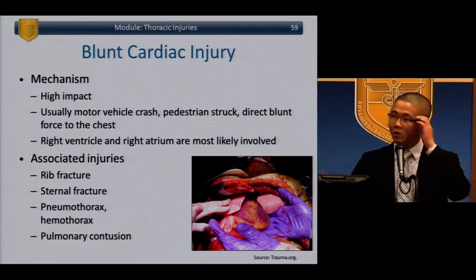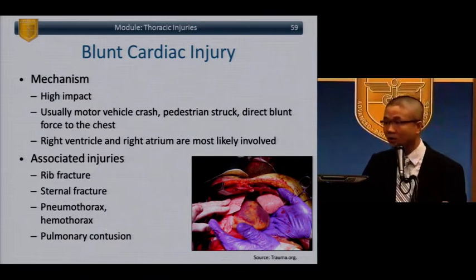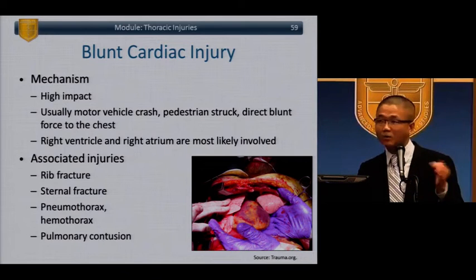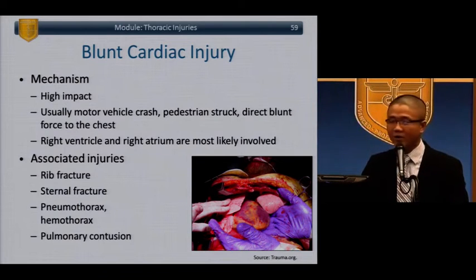Now we don't call it cardiac contusions anymore, it's called blunt cardiac injury. That is the standardized terminology for what we used to consider blunt cardiac injury or cardiac contusion.